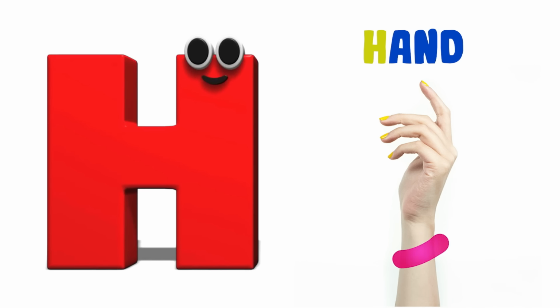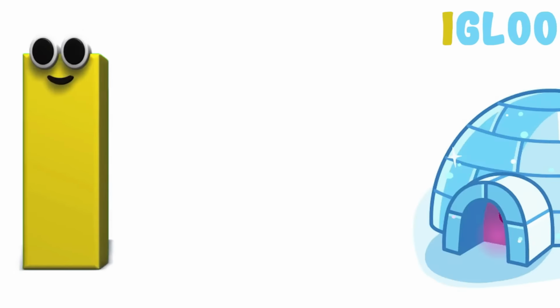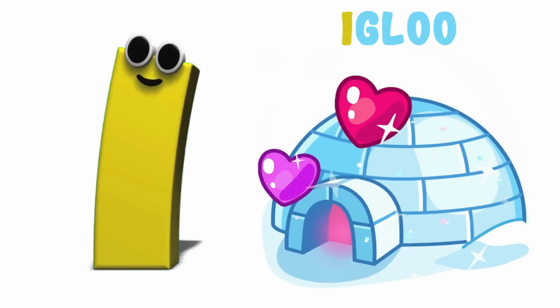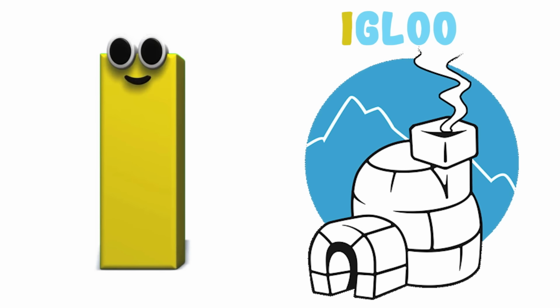H is for hand, h, hand, H, hand. I is for igloo, I, I, igloo, I, igloo.